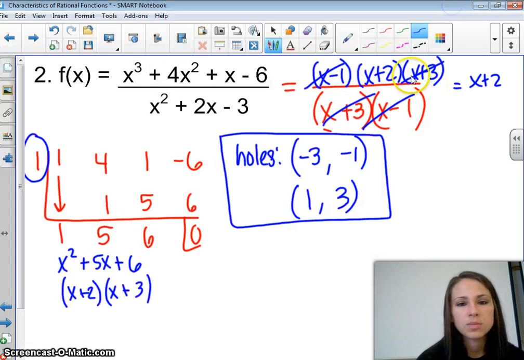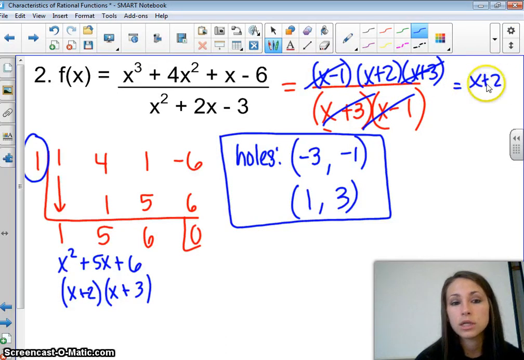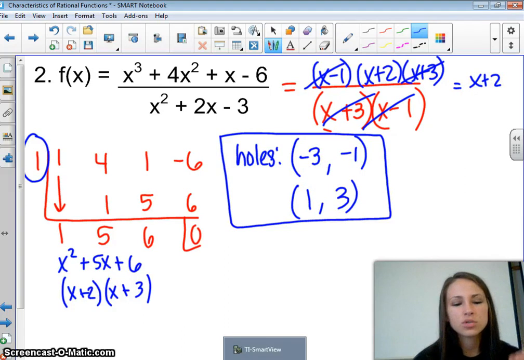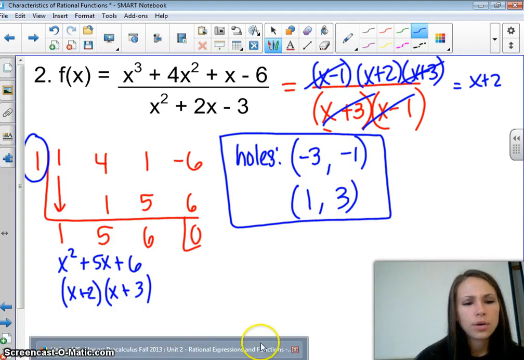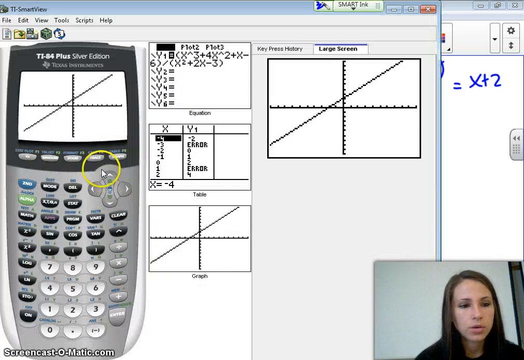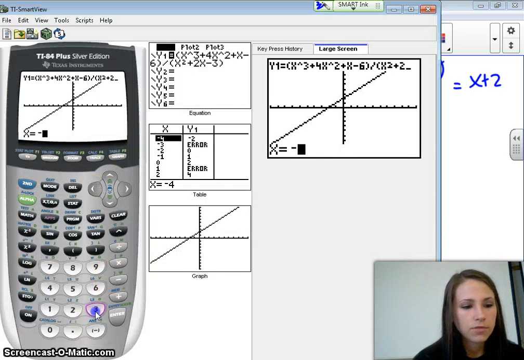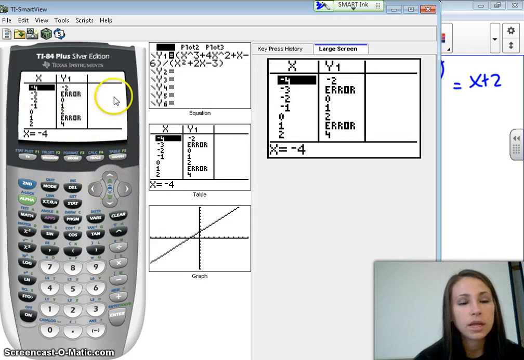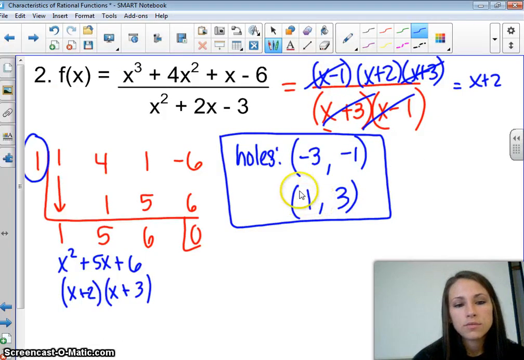Okay, and that should make sense because these two factors canceled out and I was just left with x plus 2 and this is linear. So I'm going to check to see that there are holes. Your calculator, the pixels are really small, and so you can't really see holes on your calculator, but you can check to see that they're there. So I'm going to hit trace, negative 3, and it's going to give me no value for my y. And if we go to the table at negative 3, there's an error. And so there's also an error at 1, and that's from this hole.